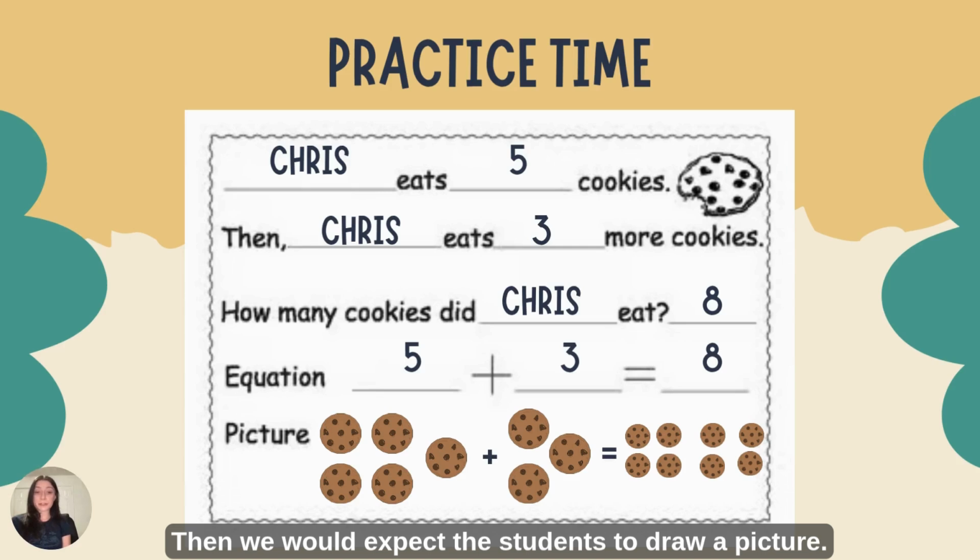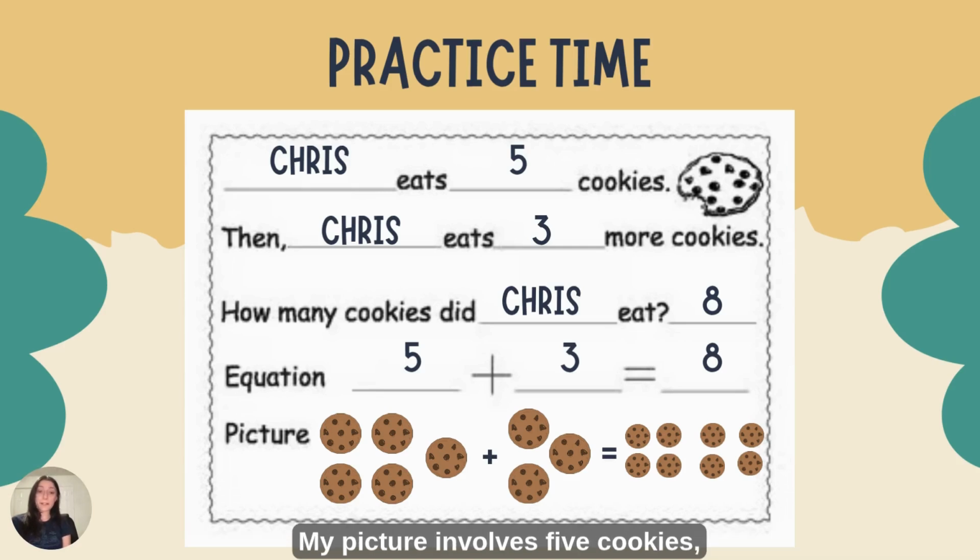Then we would expect the students to draw a picture. My picture involves 5 cookies plus 3 cookies equals 8 cookies. This represents how many total cookies Chris ate, because again, he started with 5 cookies and then he ate 3 more cookies. So to represent 3 more cookies, we would do an addition sign, which is plus 3 more cookies. Then an equal sign to represent equal to, which is 8 cookies in total.